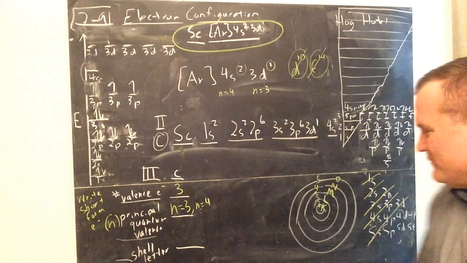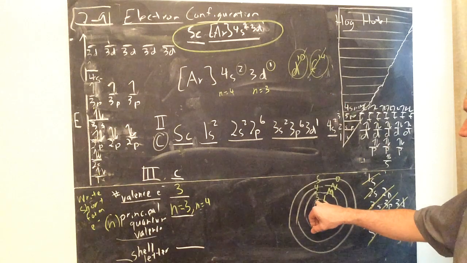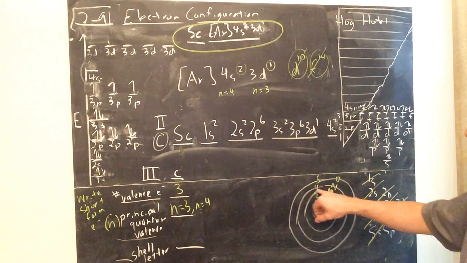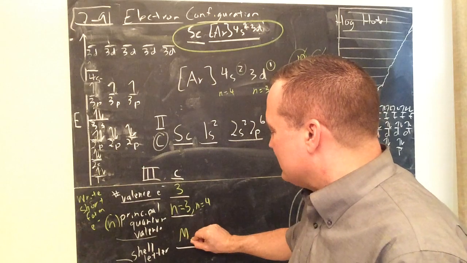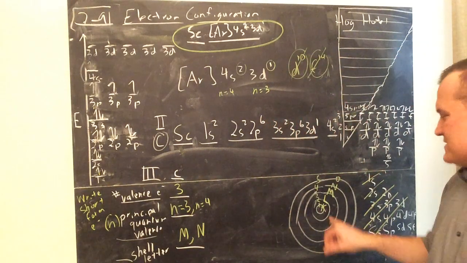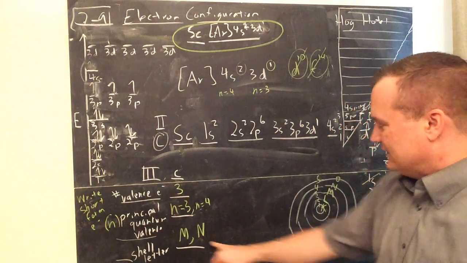For whatever reason, however they made them, maybe it was German scientists, K is n equals 1, L is n equals 2, M is n equals 3, and N is 4. So 3 is shell M, and 4 is shell capital N. Small n is for the quantum number, but capital N is for the shell N.